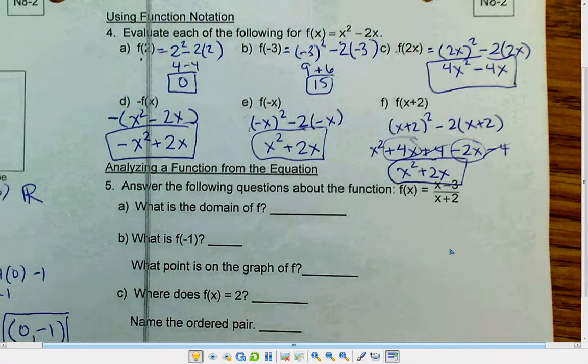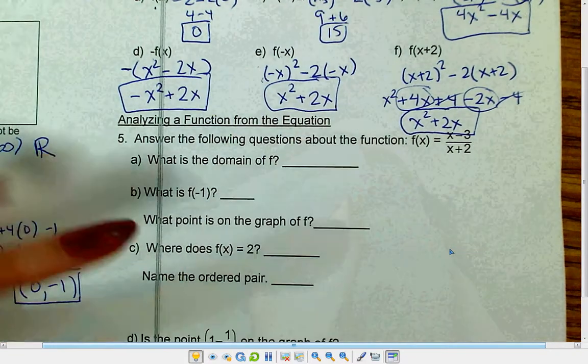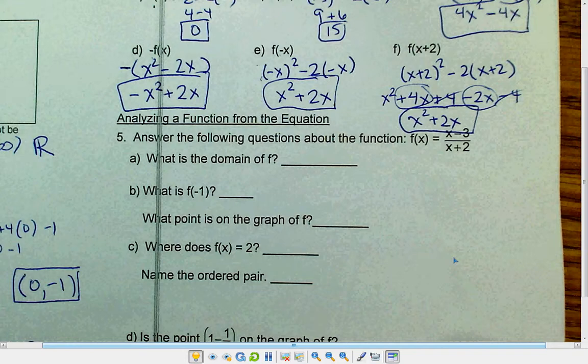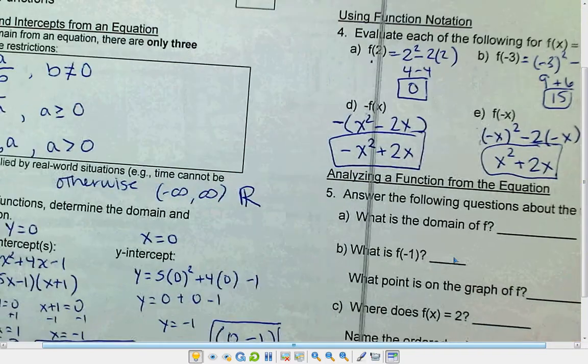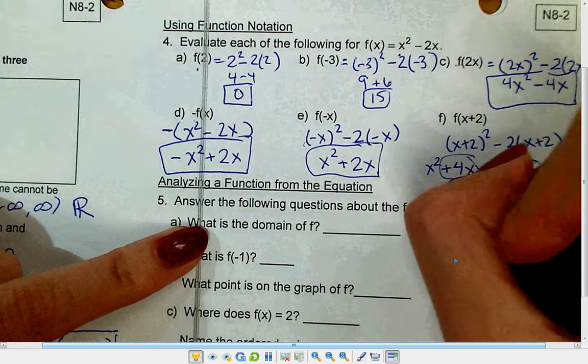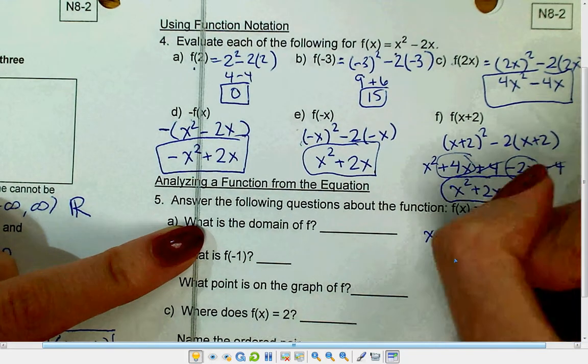Okay, last one. So similar to what we did yesterday, now we're going to be using one equation to answer a whole bunch of questions. So the first question that they're asking us is, what is the domain of f? So domain goes back to these three situations right here. Because it's a fraction, we know the denominator cannot be equal to 0. So we just solve for x.